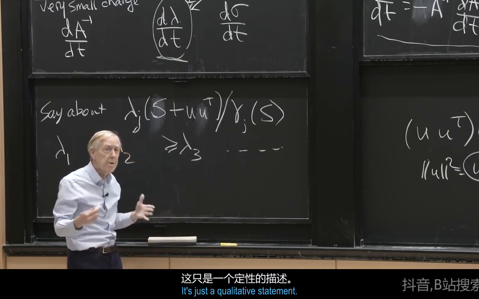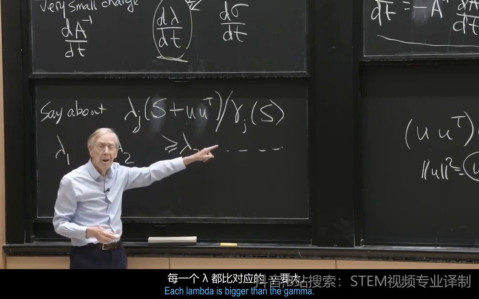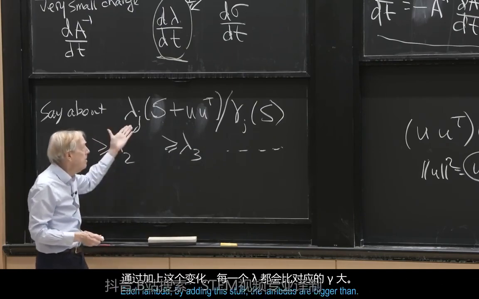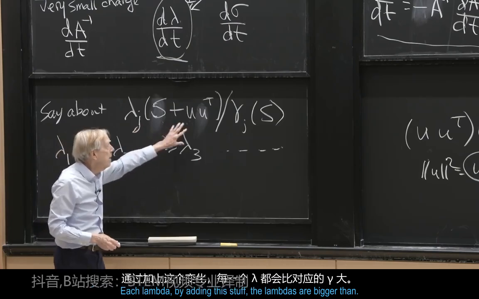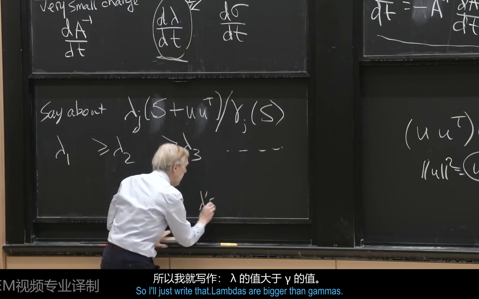Gamma j of the original. Okay, so those are the eigenvalues of the original. These are the eigenvalues of the modified, and we're expecting the lambdas to be bigger than the gammas. So it's just a qualitative statement, and it's true. Each lambda, by adding this stuff, is bigger than the gamma. Lambdas are bigger than gammas.